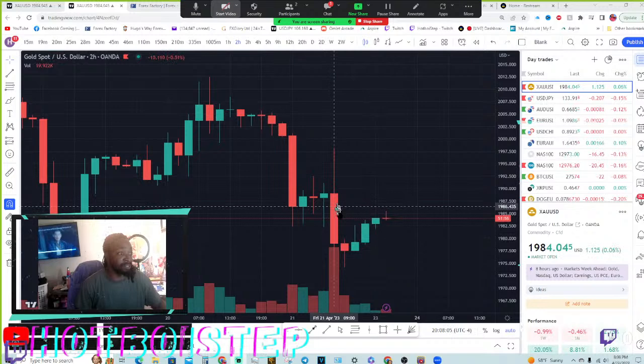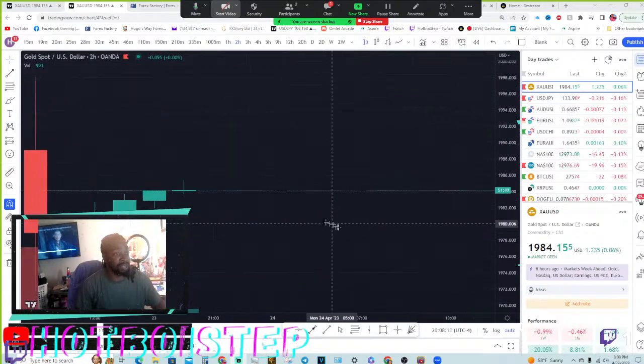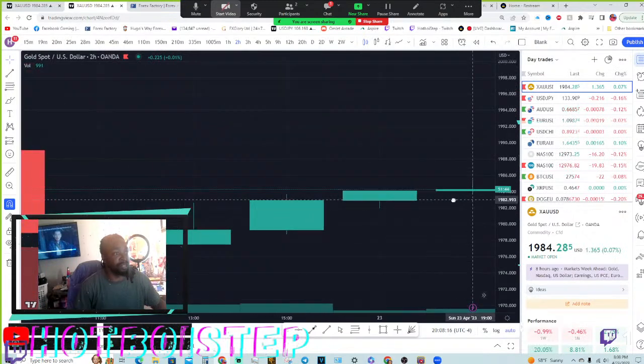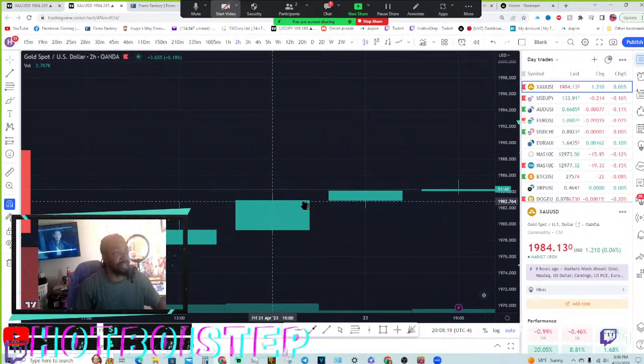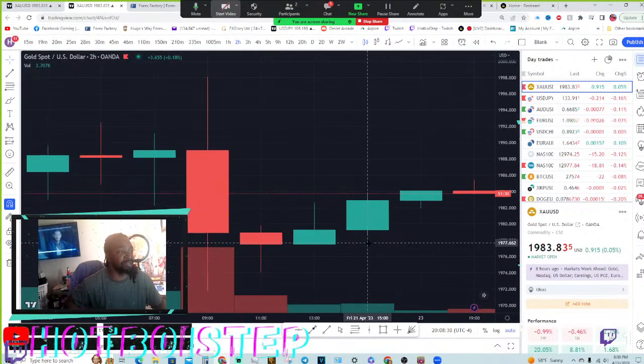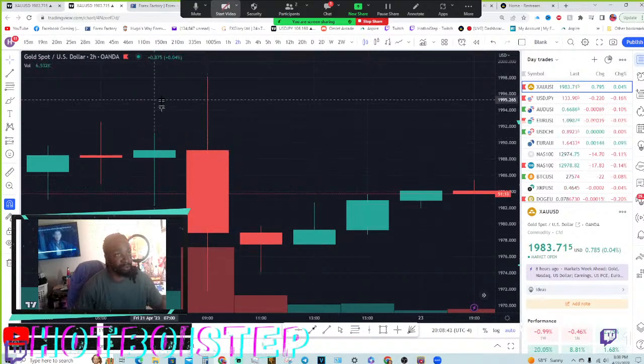So if it's a green candle, that means it started off at the bottom of the green candle and it ended at the top of the green candle. For whatever time frame, this is a 2-hour time frame, so every single one of these candles is 2 hours. But you could set it to however you want. You could make it 1 minute candles, 1 hour candles, 1 day candles, 1 week. It depends on how you want to look at it.